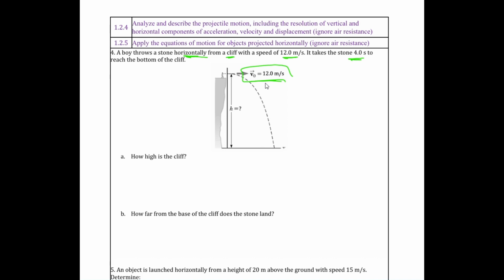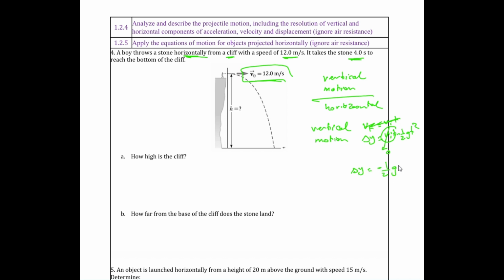Okay, so in these questions we need to check for vertical motion and for horizontal motion independently. So for vertical motion, we will use one formula, which is delta y equal v initial t minus half gt squared. But in our case, v initial in the vertical motion should be 0 because it's thrown horizontally, right? So delta y should always equal minus half gt squared.